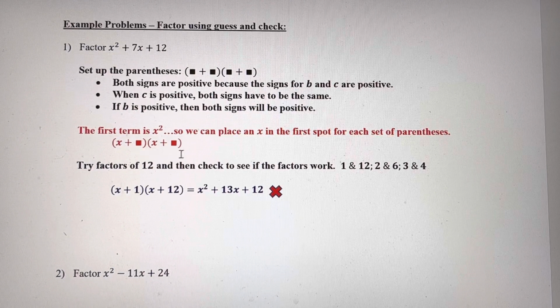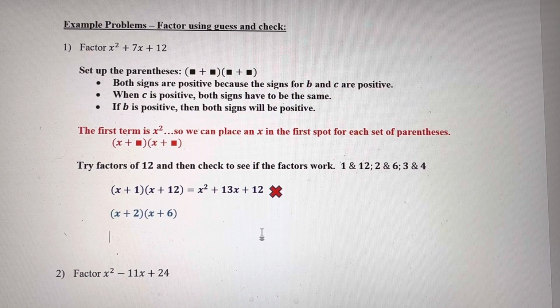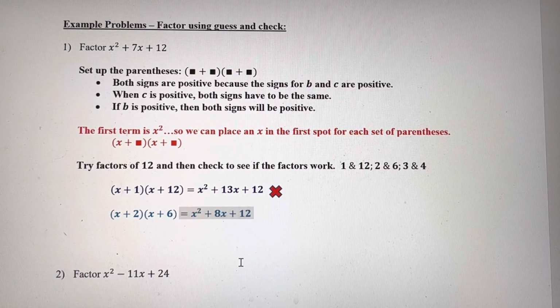Let's plug in 2 and 6 into these spots, and then let's check that. So when I multiply x plus 2 times x plus 6, I get, it's close, but it's not the same. I get x squared plus 8x plus 12. Notice 8x and 7x are different, so that pair obviously doesn't work.